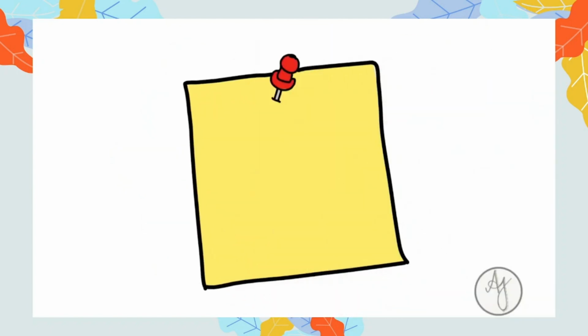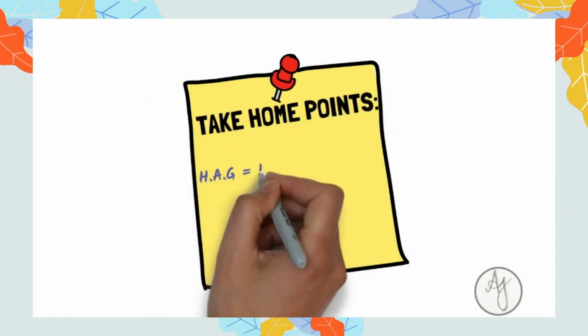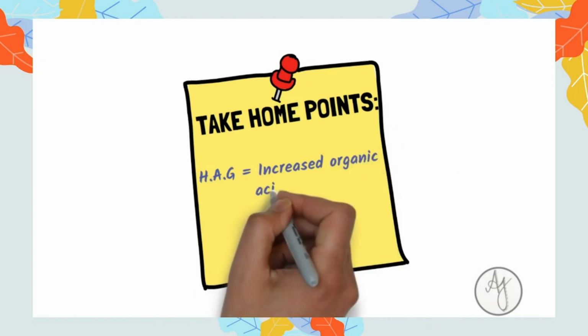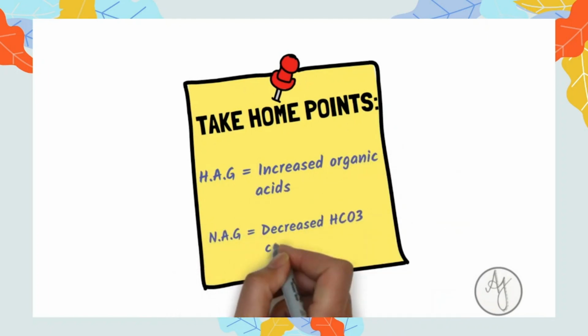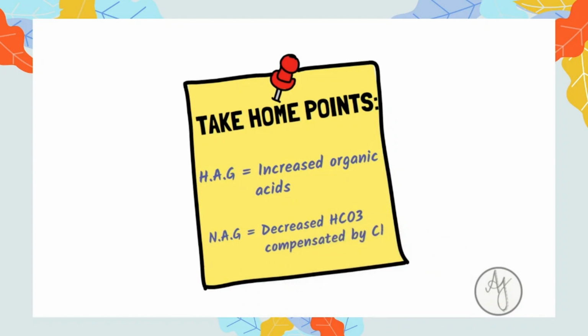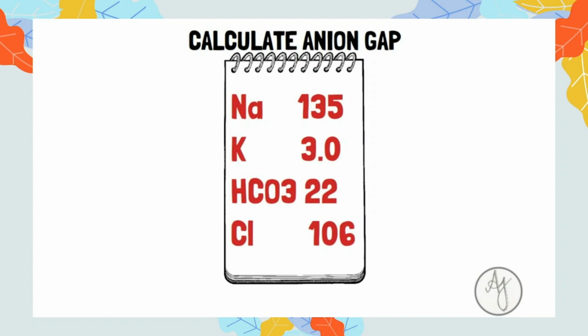So, even if all of that information went over your head, just remember that high anion gap acidosis means increased organic acid, and normal anion gap acidosis means decreased bicarbonate, which is compensated by increased chloride. And a normal anion gap is 8 to 16. So, here's an example for you to solve. I will give you 10 seconds to solve this one. Your time starts now.